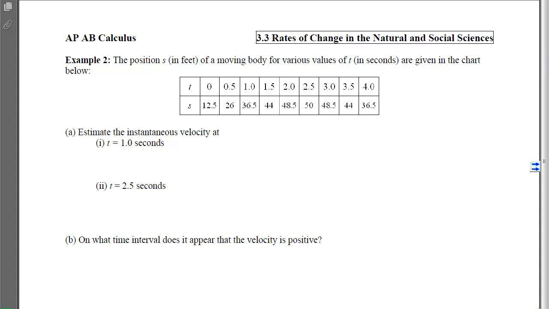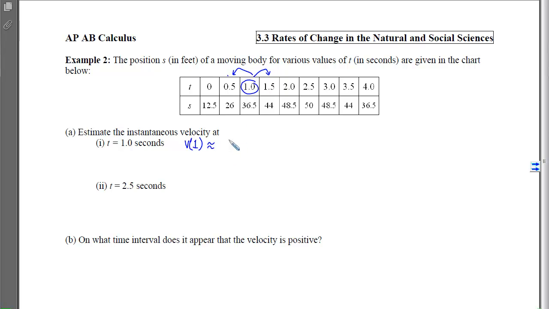Example 2 is a numerical example where again we are given the position and asked questions about it. In this case we have a chart of data that tells us that our position at these times is given by these numbers. So if I want to estimate the instantaneous velocity at 1 second, then I'm going to locate the 1 and then do the flanking points.